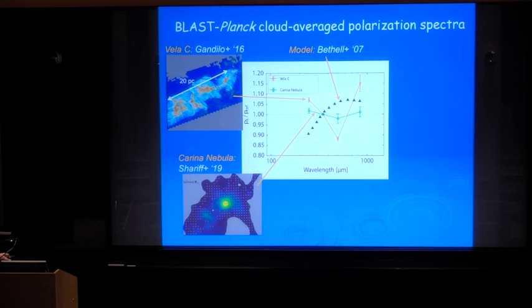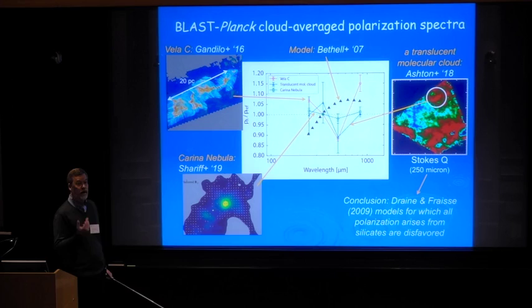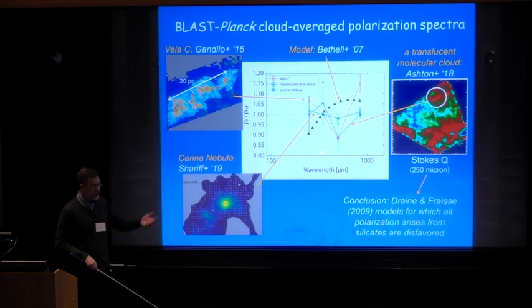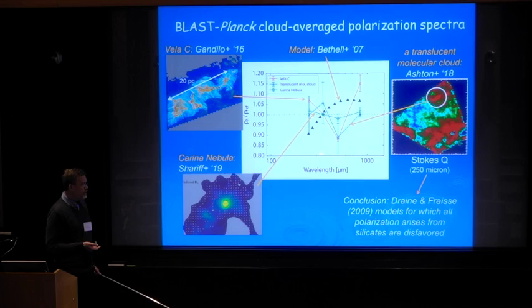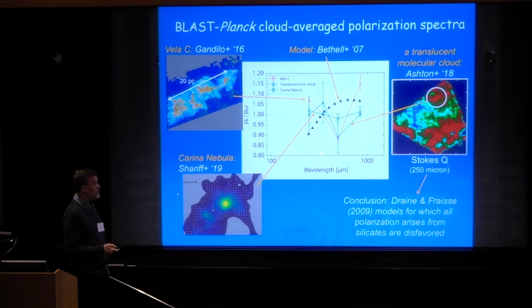The third BLAST result is actually the first measurement of the submillimeter polarization spectrum for a translucent molecular cloud. It's also flat, but that really should not necessarily even be on this plot because it should not be compared to this dense molecular cloud model. It's really more, we compare it with models developed for the purposes of understanding cosmology foregrounds, and it's of interest primarily for that purpose, but we are able to show that some of the models that have been published are disfavored by this observation.